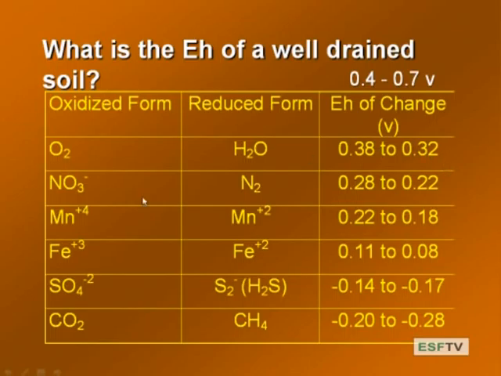Once oxygen gets all depleted, we're down to nitrate accepting electrons. So here's the answer: the EH of a well-drained soil is greater than 0.4 volts, or 400 millivolts. As we get smaller and smaller numbers, more toward negative numbers, we're getting a more and more reduced system. So this is another way to assess the capacity of a system to oxidize or reduce. A well-drained, well-aerated system has an EH greater than 0.4 volts.